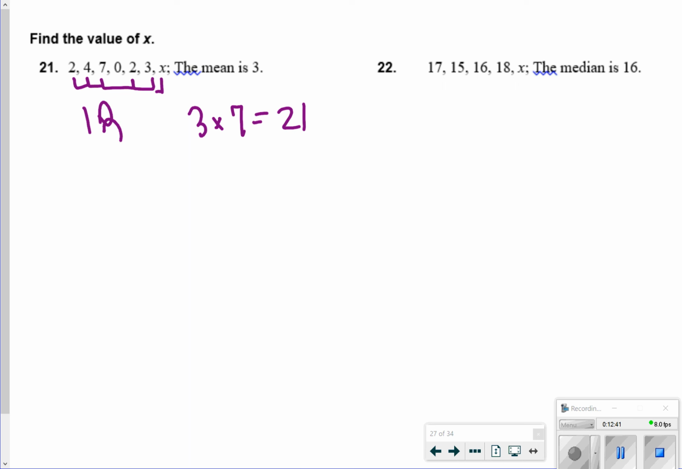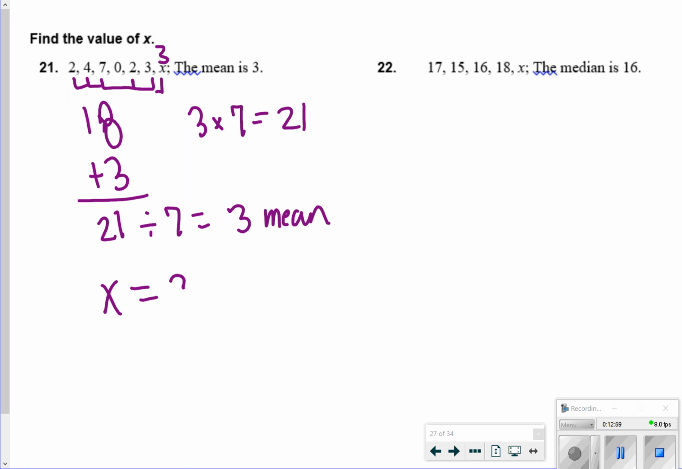Excuse me, it should be 18 when I added it together. Now that I know it should be 18 added together, I'm trying to get it up to 21. So if I just added 3, meaning x could be equal to 3, I would get 21, and then when I divide it by 7, I still get 3 as the mean. So x has to be 3.